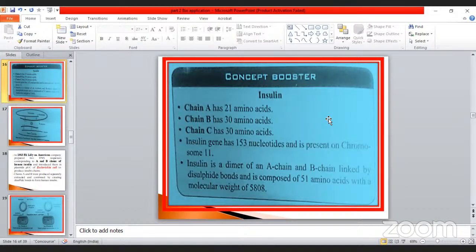The insulin gene has 153 nucleotides and is present on chromosome 11. Don't forget, my dear students. So: 81 amino acids and chromosome number 11. Insulin is a dimer of A chain and B chain linked by the disulfide bond and is composed of 51 amino acids. Just join these two: 30 plus 21, how much? 51 amino acids, with a molecular weight of 5,808. This is very, very important, my dear students.